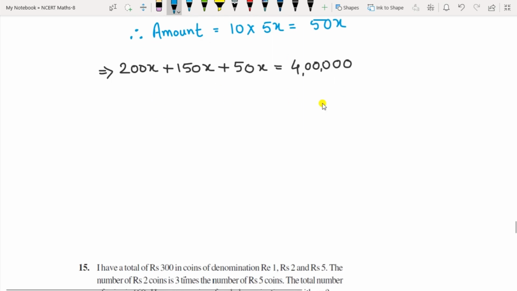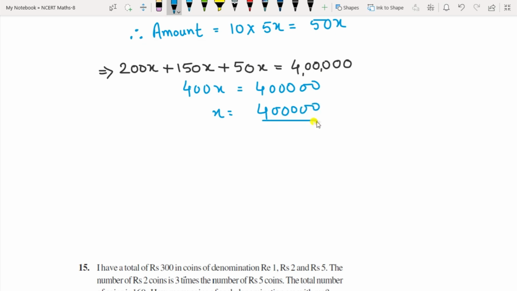Okay. Now the total cash given is 4 lakh rupees. You have to find the notes of each denomination. So total cash is given as 4 lakh rupees. So these are the total rupees. Total rupees add up to 4 lakh rupees. Now what will be the answer here? So this becomes 400x. Since all the terms are x here, it becomes 400x equal to 4 lakh rupees. So x will be equal to 4 lakh divided by 400. That gives 1000. So value of x is here 1000.